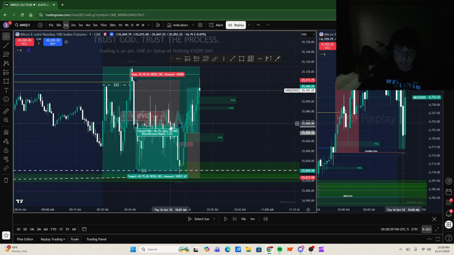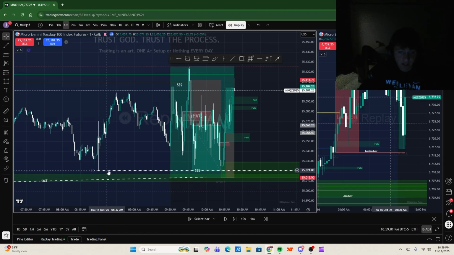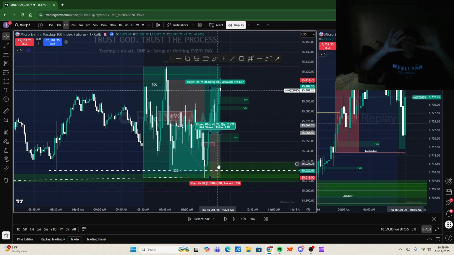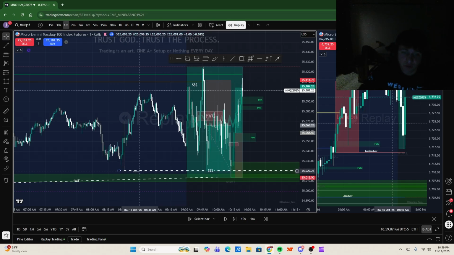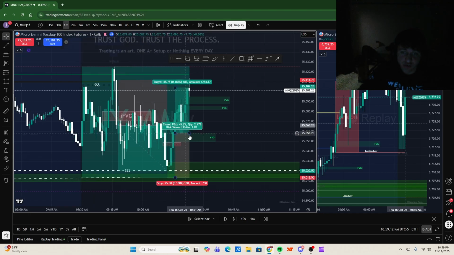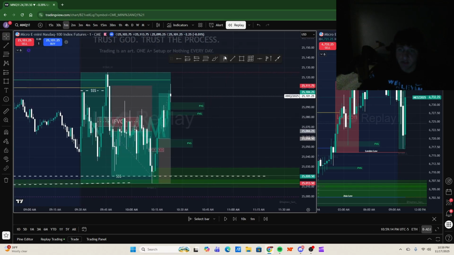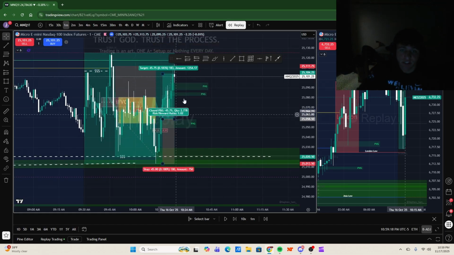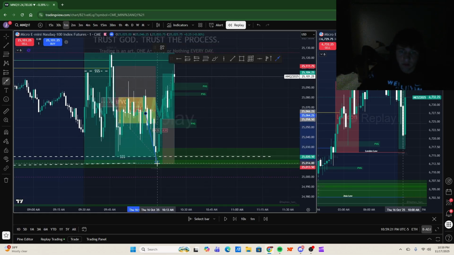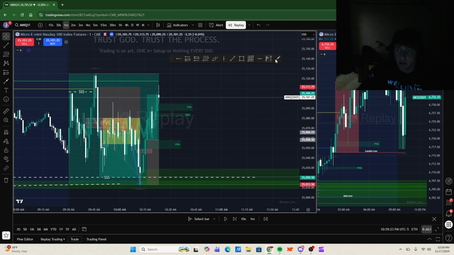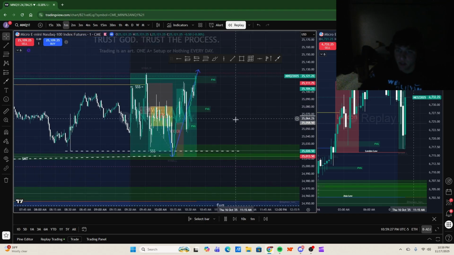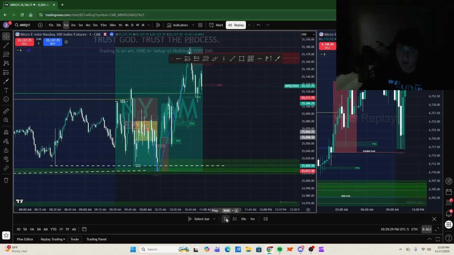do? It accumulates and then manipulates to the data low, to our PD array. Remember, you're going to open, you're going to manipulate to some sort of PD array or some sort of liquidity pool, that liquidity pool being a data wick low, and then we're going to distribute to the opposite side. So my first trade is actually in the middle of a second trade. Accumulate, manipulate to our data lows, and then distribute to the upside. This will probably keep going, to be honest. Yep, and it does. It's that simple.